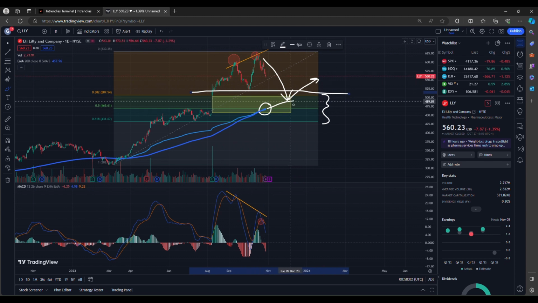Regarding why Lilly has popped a lot recently is essentially because of the diabetes drug Mounjaro, which is seeking FDA approval according to Barron's, which can reach peak sales of 60 billion. So there may be exhausted excitement in the short term as Lilly stock price has decreased from the highs of 620s. There can be further decline all the way down to the 520 line.